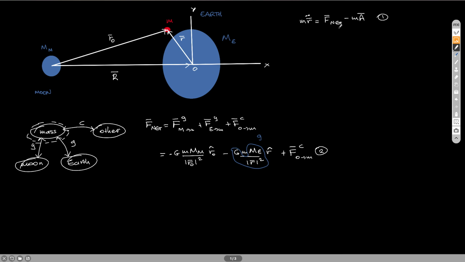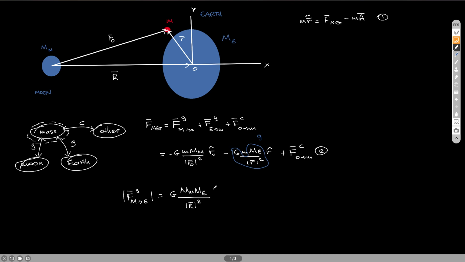This is the acceleration of the Earth, the planet, with respect to the moon. And this acceleration is due to the fact that the moon exerts a gravitational force on the Earth. So the magnitude of the gravitational force that the moon exerts on the Earth is equal to G, the mass of the moon, the mass of the Earth, divided by their distance squared.